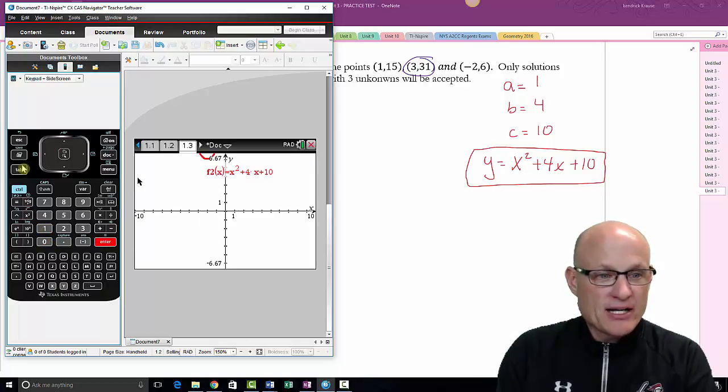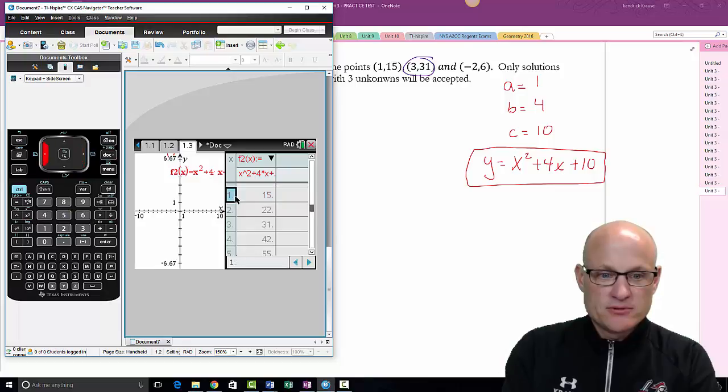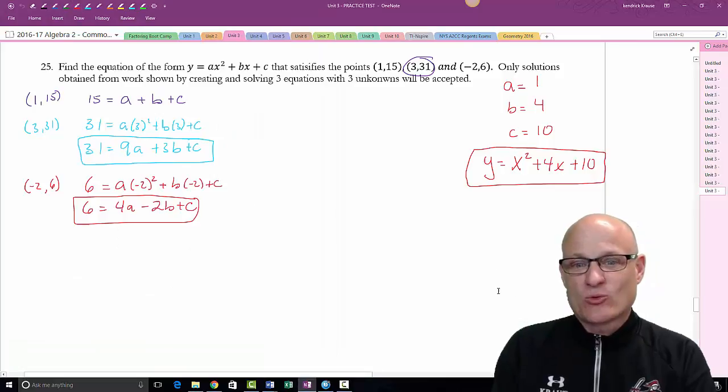Enter. Now, I'm not going to know until I go to my table. Control T. I need to find those points. (1, 15), there it is, right there. (3, 31), there's (3, 31). And the only one I need to find is (-2, 6). And there it is. So I know 100% this is the right answer.